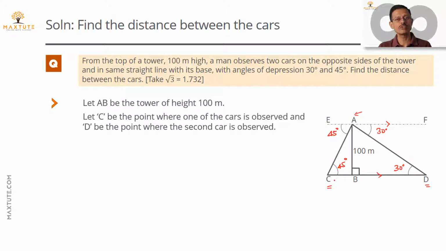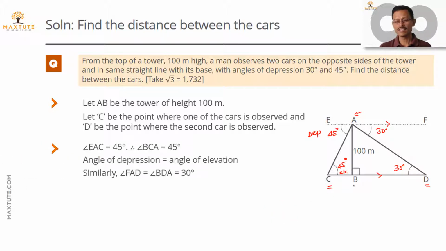This is the logic behind why we usually say the angle of depression is equal to the angle of elevation. It's nothing but the two interior alternate angles being equal. So angle BCA is equal to 45 degrees and angle BDA is equal to 30 degrees. We have derived these two things. Now we have two right triangles, ABC and ABD. We need to find the length CD. How are we going to do it? We're going to find CB initially and then BD subsequently, and add CB with BD to get the answer.